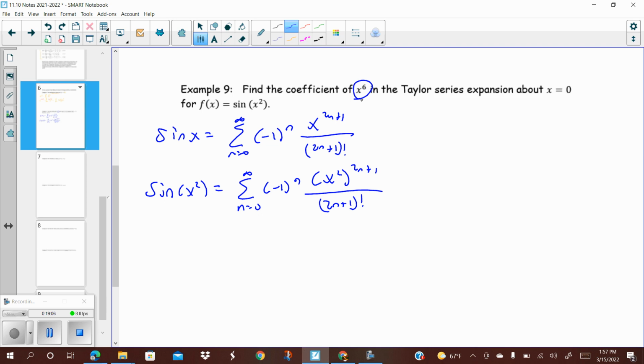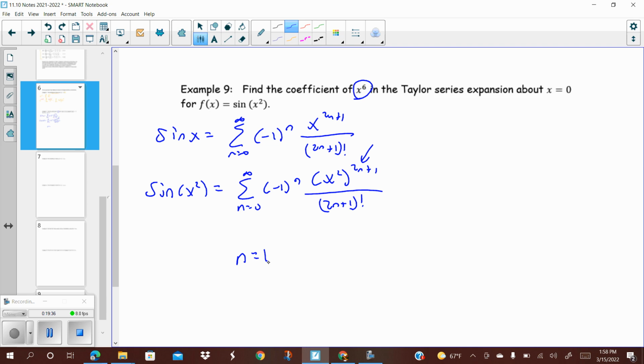Well, if you really want to simplify it, this is x squared to the 2n plus 1 power. What would you have to plug into n so that ultimately you end up with an x to the 6th? And the answer to that is n equals 1. If I plug in n equals 1 in here, that's going to give me a third power on the outside. X squared to the third is x to the 6th. So really what I want to do is I want to say, okay, when n equals 1, this is going to give me my c sub 6, or coefficient of the 6th power term.